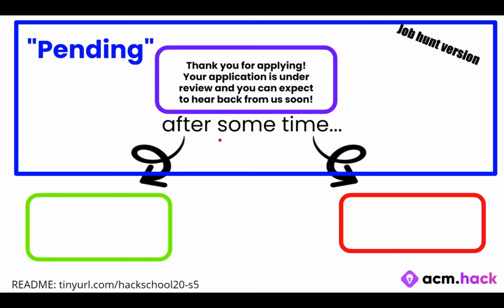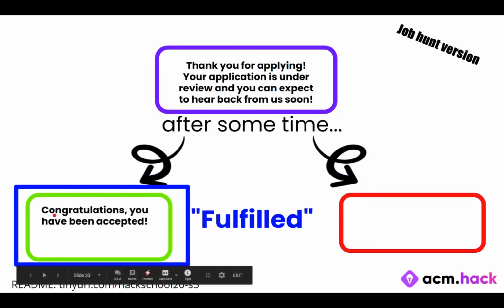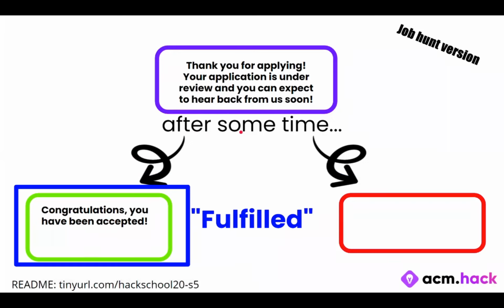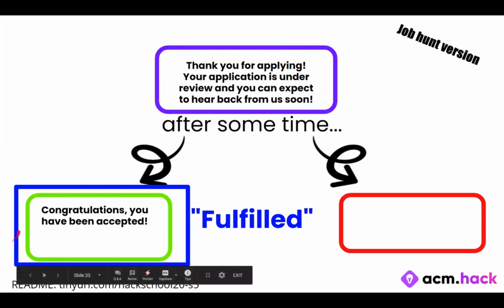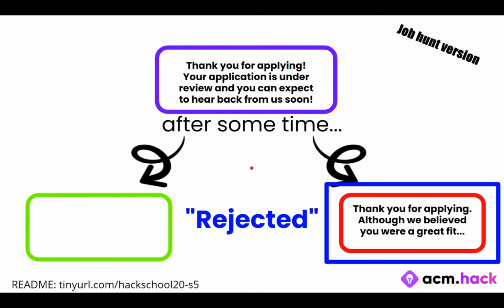And after some time, it can resolve, right? What does it resolve into? If it's a success, if it's fulfilled, then they'll send something like, congratulations, you have been accepted. So our promise has changed from our purple thing here, it has transformed into this green thing here, right? Think of it as that. And of course, if we get rejected, it always starts with thank you for applying.